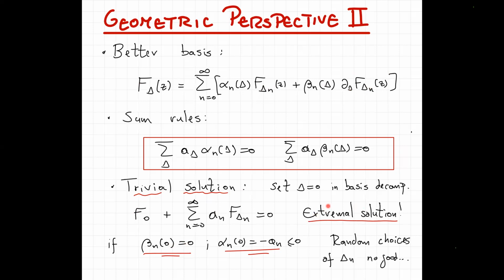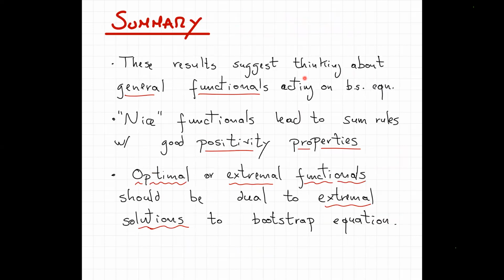Okay. So the message is that there are extremal solutions and associated to them, presumably there are these basis of functionals that encode this basis decomposition. So to summarize, and then I think we should take a 5-minute break. These results suggest that thinking about general functionals that act on the Bootstrap equation, nice functionals will lead to some rules with good positivity properties. And furthermore, the optimal or extremal functionals should be dual to certain extremal solutions to the Bootstrap equation. Okay, so questions?